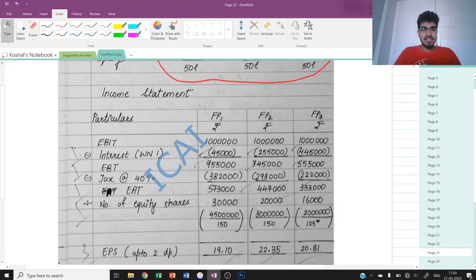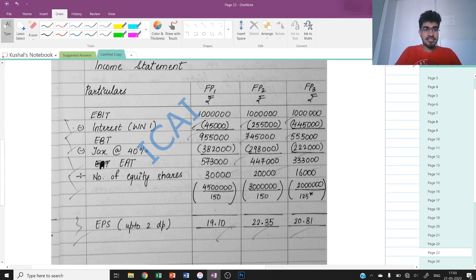After subtracting interest, you get the EBT. Subtract tax at 40%, you get the earnings after tax. Divide by the number of equity shares. The number of equity shares are nothing but the total amount of equity in each plan divided by the market price, which is 150, 150 and 125 respectively. See why 125 has been used over here.